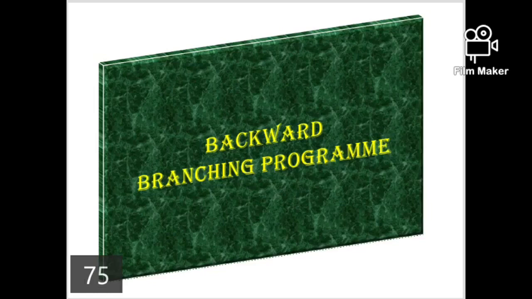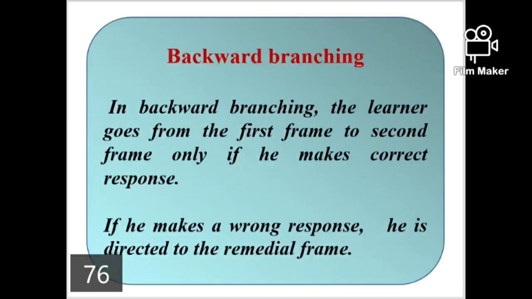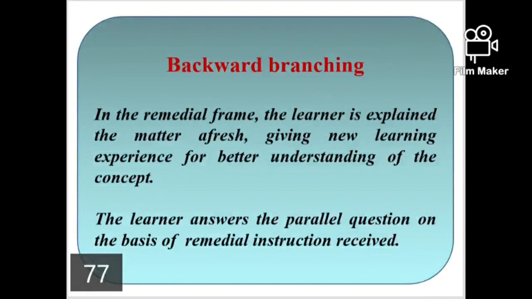Backward branching program. In backward branching, the learner goes from the first frame to the second frame only if he makes a correct response. If the learner makes a wrong response, he is directed to the remedial frame. In the remedial frame, the learner is explained the matter afresh, giving a new learning experience for better understanding of the concept. The learner answers the parallel question on the basis of remedial instruction received. He is directed to the same main frame once again.